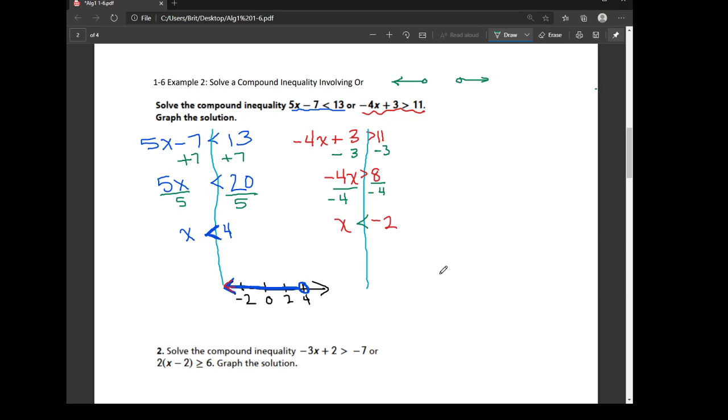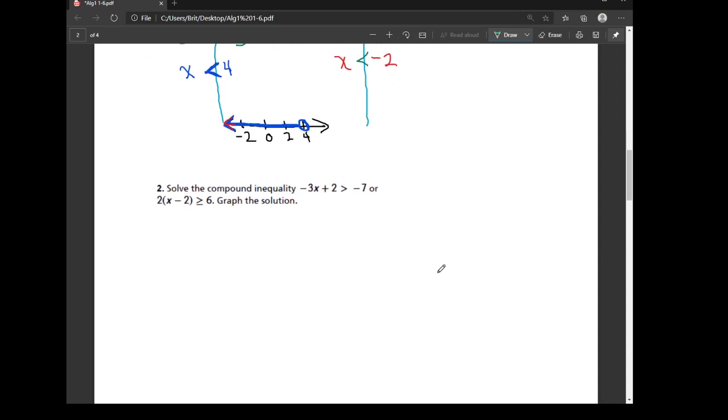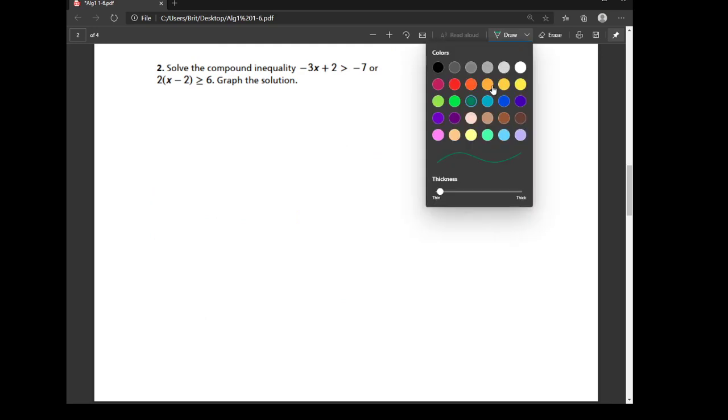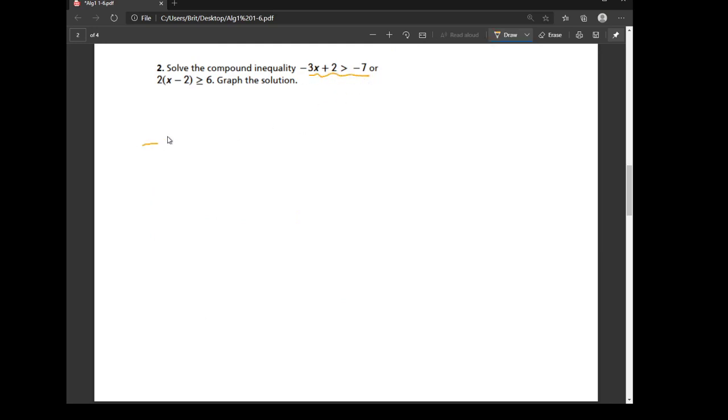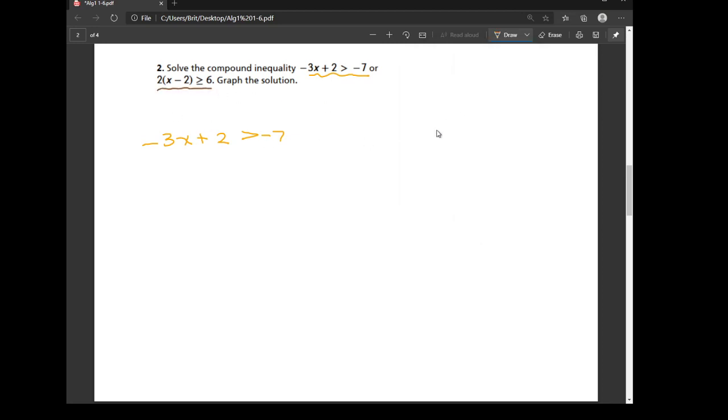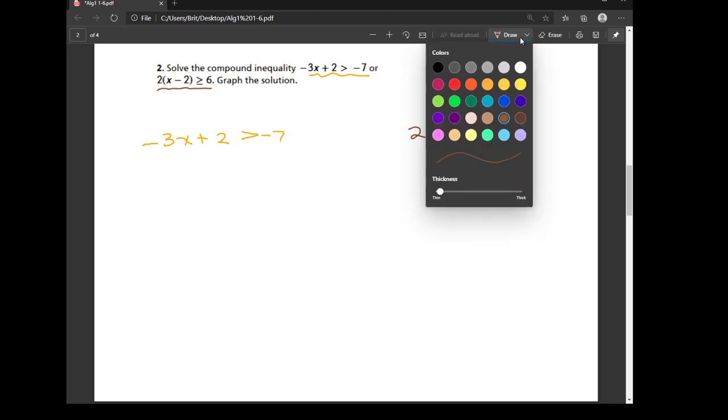So now let's take a look at example 2. This one's a little bit more traditional. So I have 2 inequalities. I have this yellow one, -3x plus 2 is greater than -7. And I have this brown one, 2 times (x minus 2) is greater than or equal to 6.